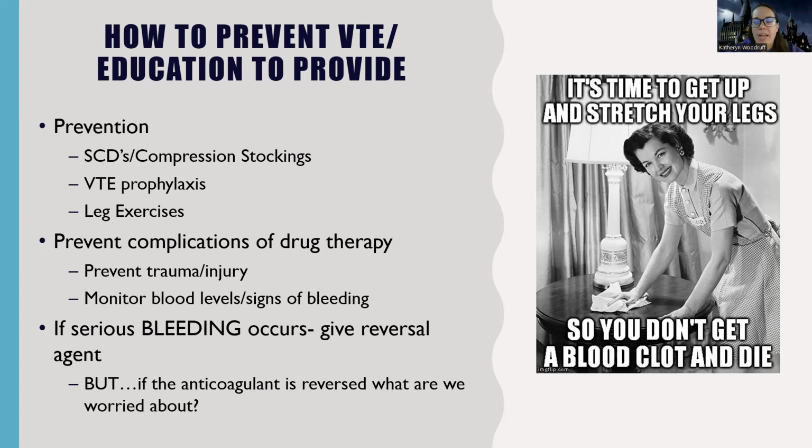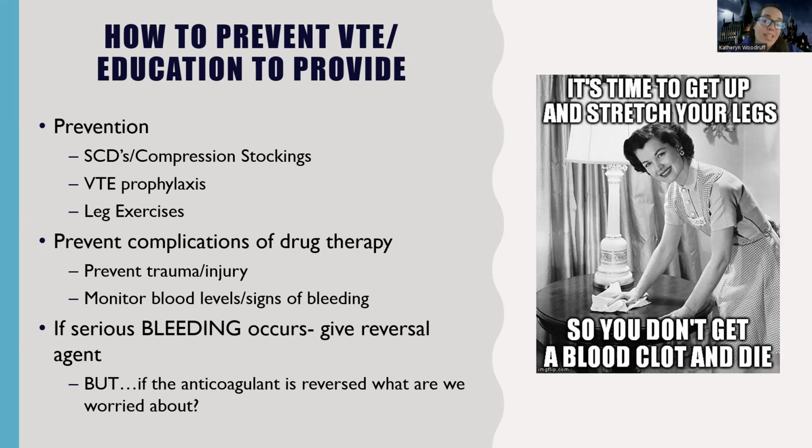If they're on anticoagulation, they're going to be at risk for bleeding. So I need to teach them how to prevent trauma and injury, and I need to monitor those blood levels or any signs of bleeding to make sure that they are safe. If serious bleeding does occur, I'm going to give the reversal agent, which sounds great. Hey, I gave too much heparin here. I'm going to just give the reversal.